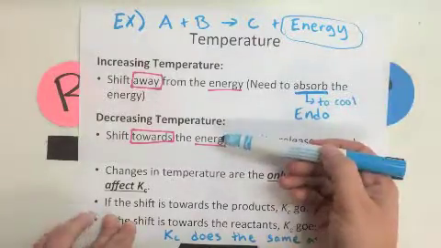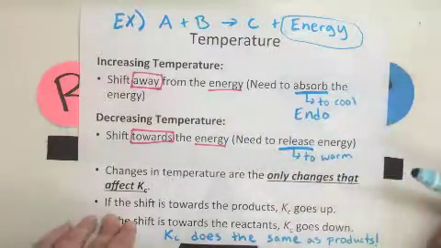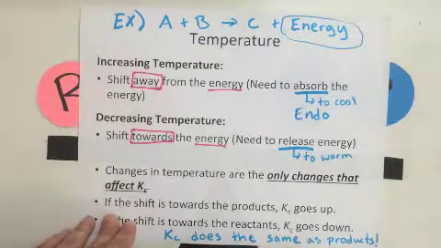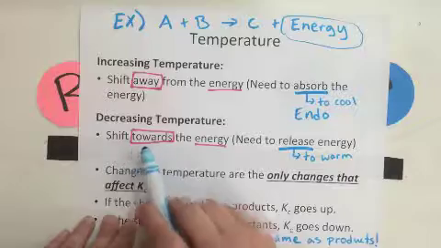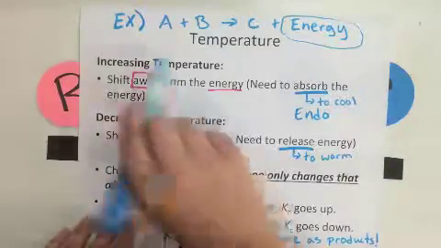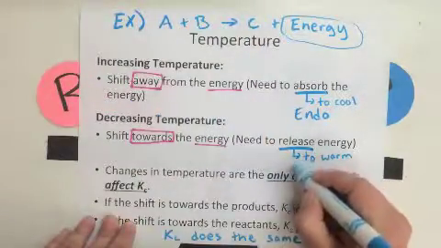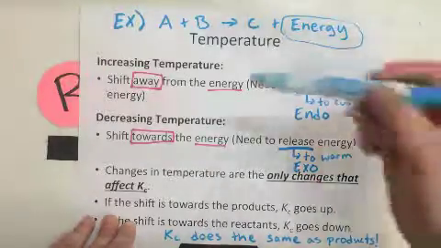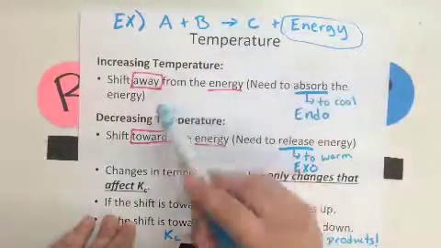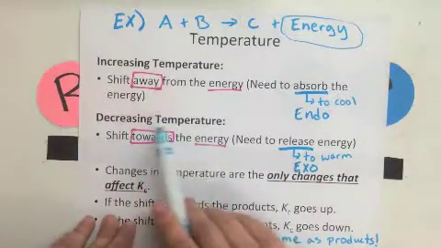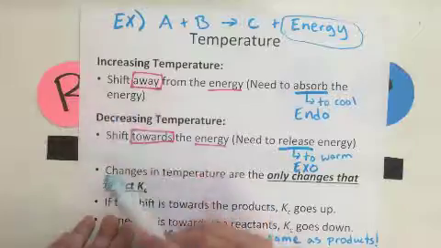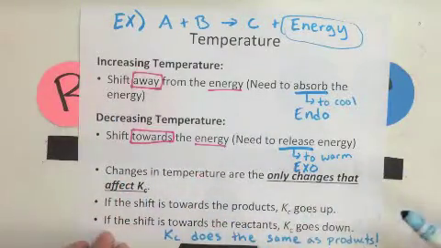Now if you decrease temperature, the reaction is going to warm up the surroundings to take control of what you've done. So when you decrease temperature, it's always going to shift towards the energy because it's going to become exothermic. So with an increase in temperature, you shift away from the energy. With a decrease in temperature, you shift towards the energy. Those are the key things for temperature.